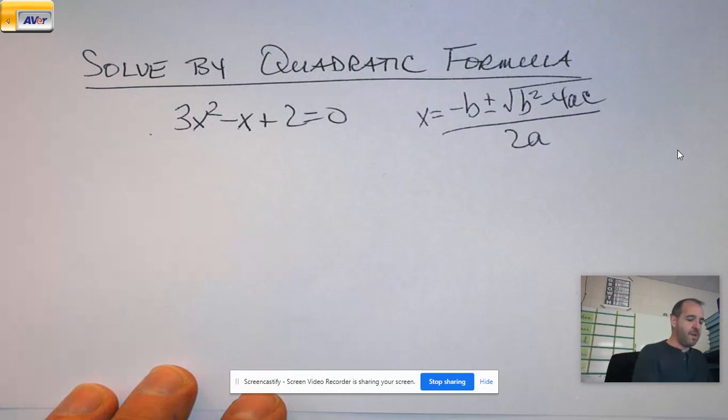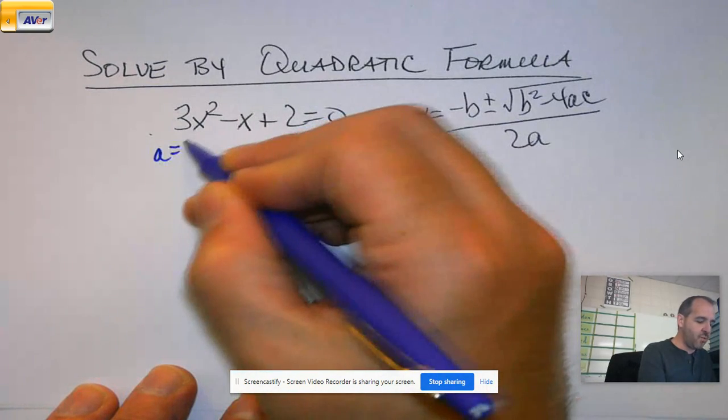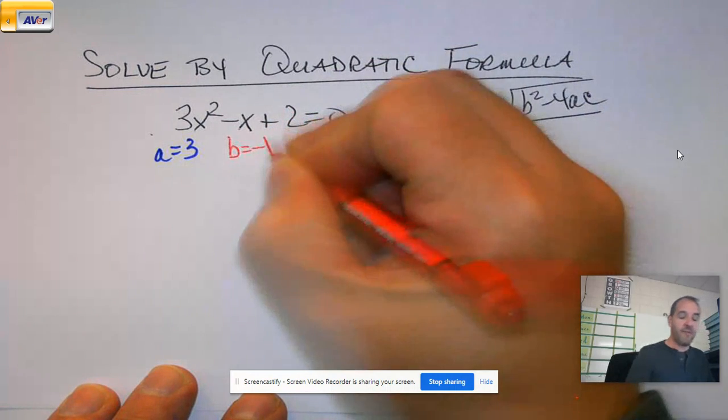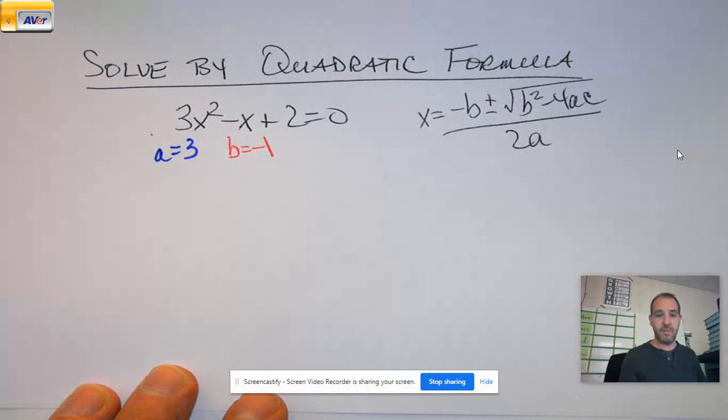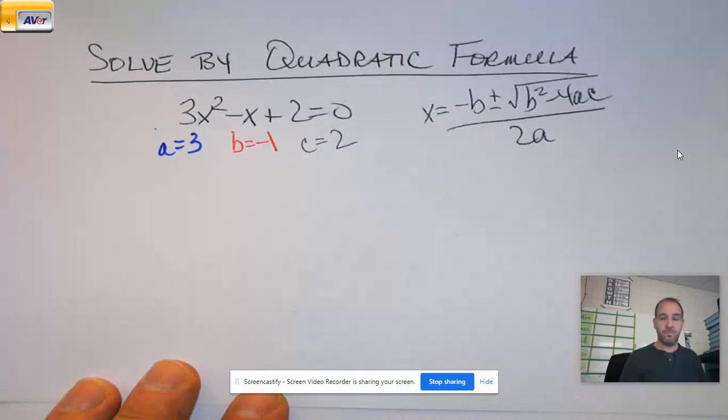And again, our a, b, and c values: our a value is always the one in front of x squared. Our b value is always the value in front of x. And again, if we don't see a number, it's 1, in this case, negative 1. And our c value is 2.